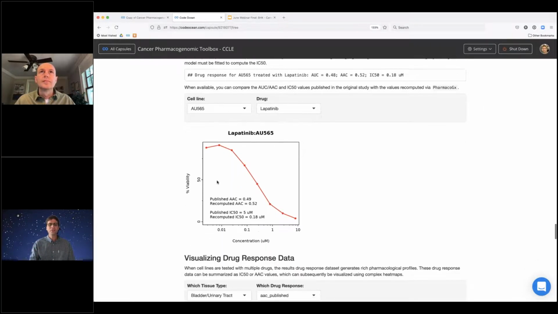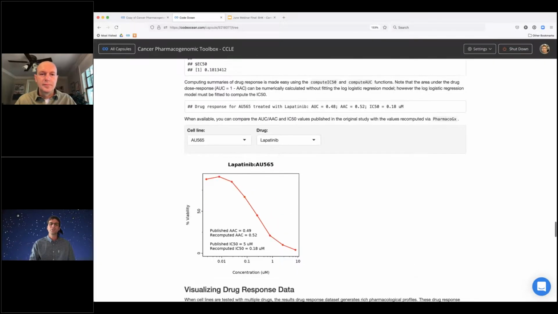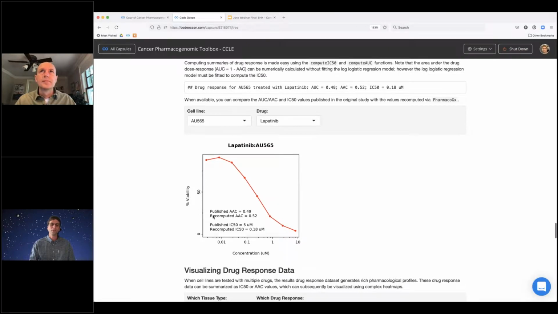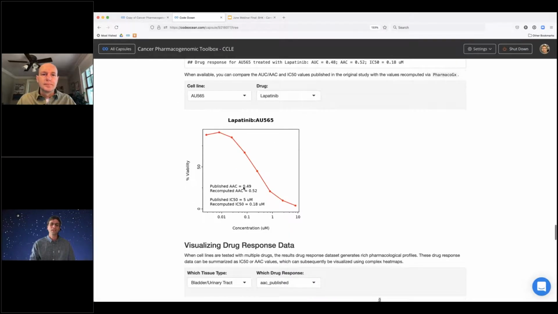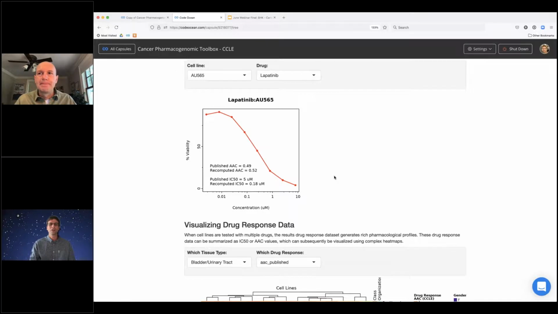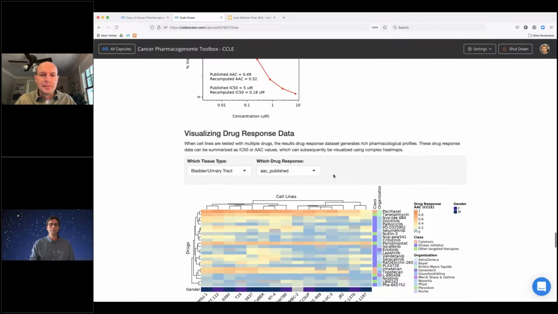And so we need to be able to estimate, to model all those curves. So here, for instance, using a simple function, compute AUC or compute IC50, you can actually compute those values directly from the curve, and you can even display them on the curve itself. So here, in that case, you can see that the AUC is 0.5, which basically means that a lot of the viability has decreased as you increase the concentration of the drug. So that's an example of a very sensitive cell line to lapatinib.